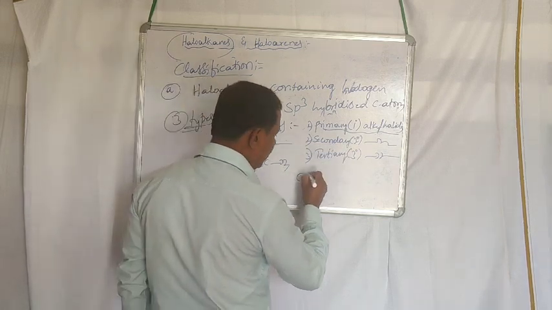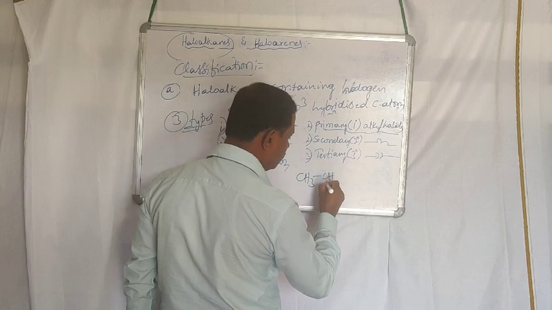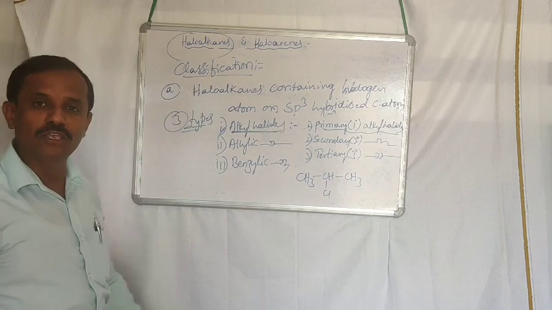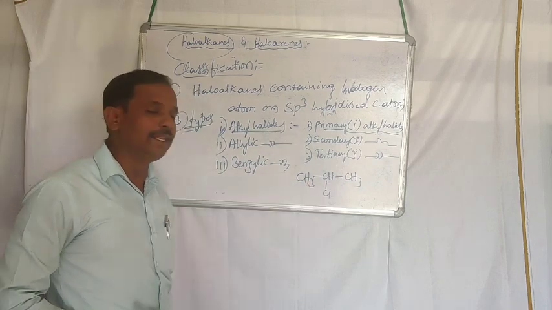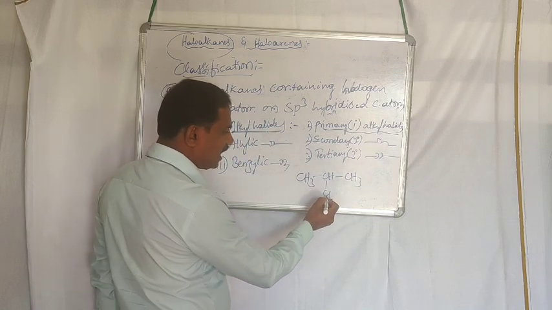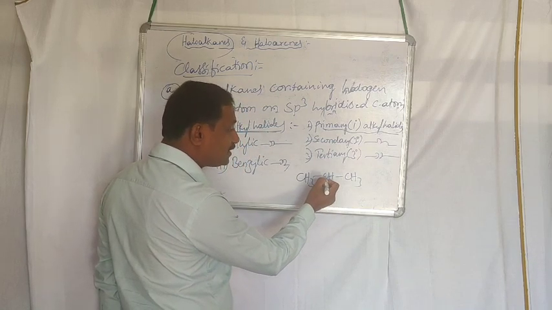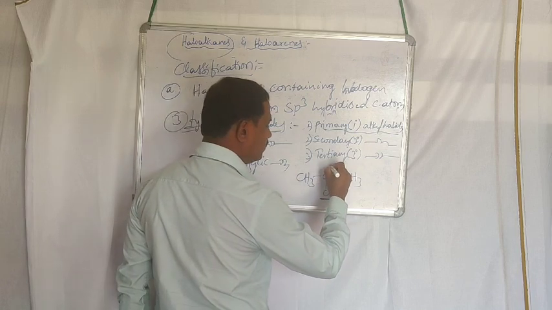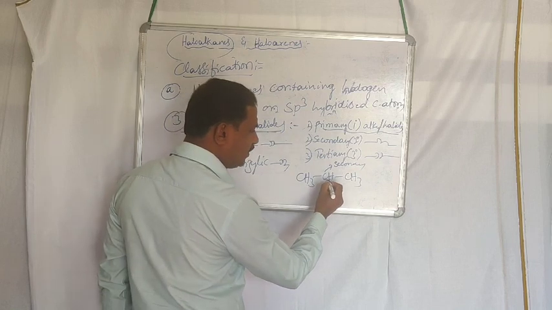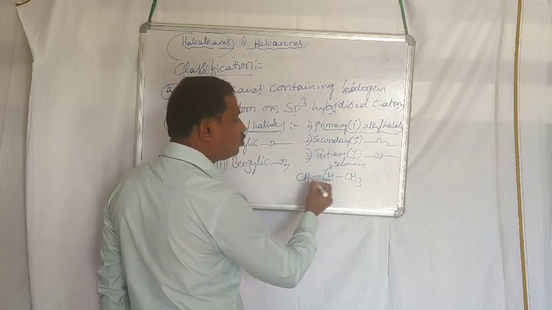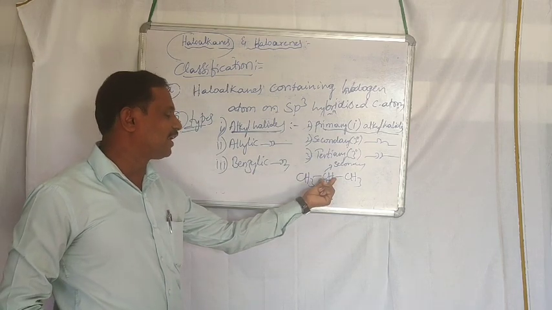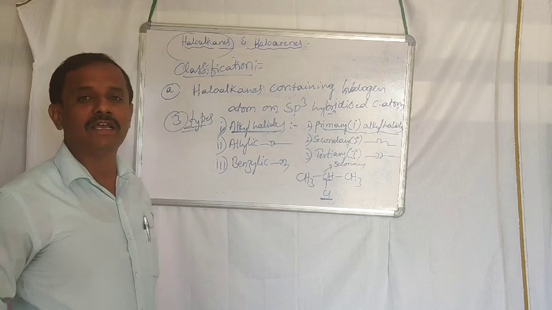You take isopropyl chloride, CH3CHClCH3. That is 2-chloropropane, the IUPAC name. The chlorine atom is present on a secondary carbon atom. What is the reason it is secondary? Because this carbon atom is directly attached to two other carbon atoms, hence it is called a secondary carbon atom. If the halogen atom is attached to a secondary carbon atom, then they are called secondary alkyl halides.